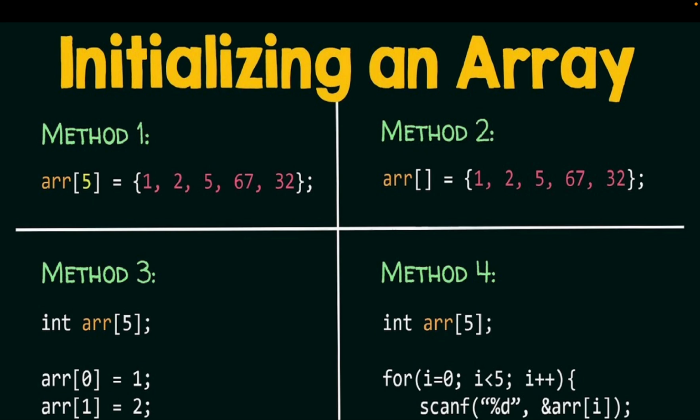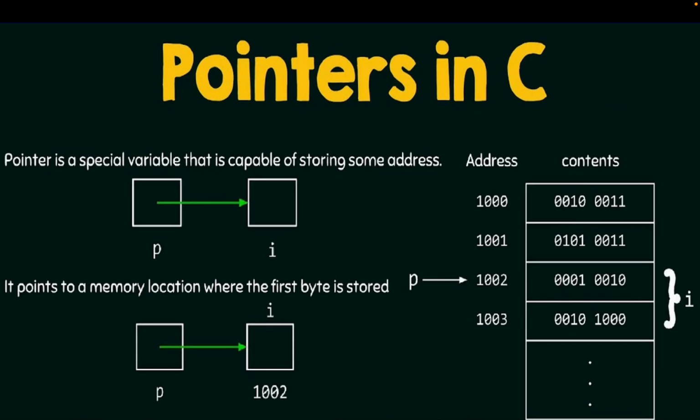The fourth method is most efficient. We will initialize the array using the for loop. The loop will run and the values are initialized to the array.